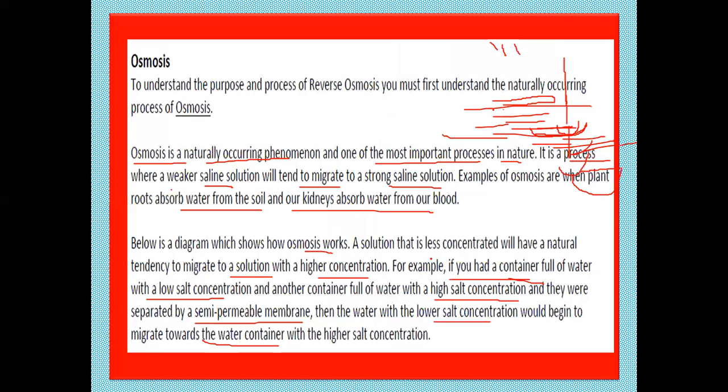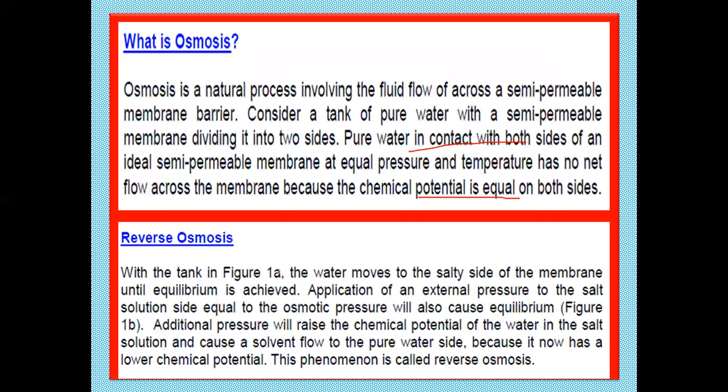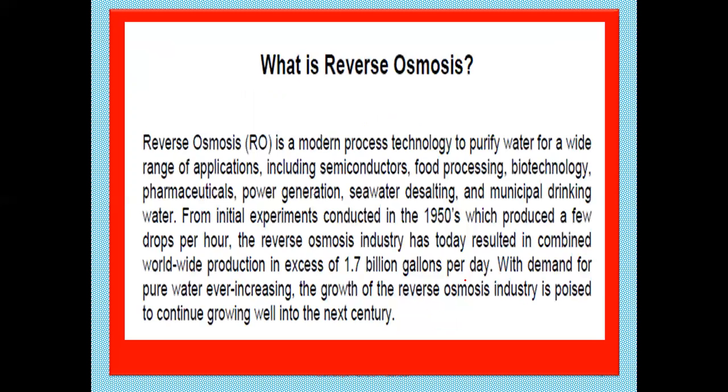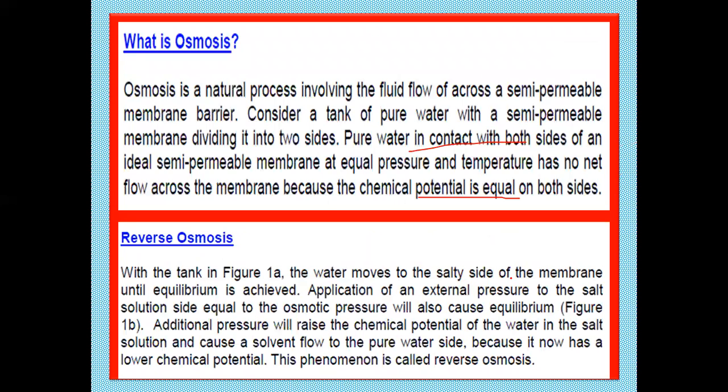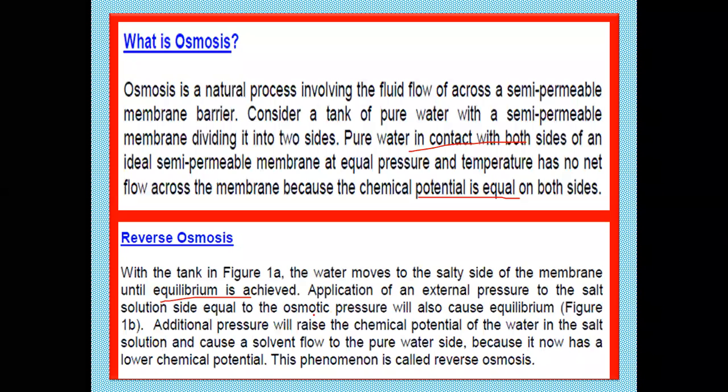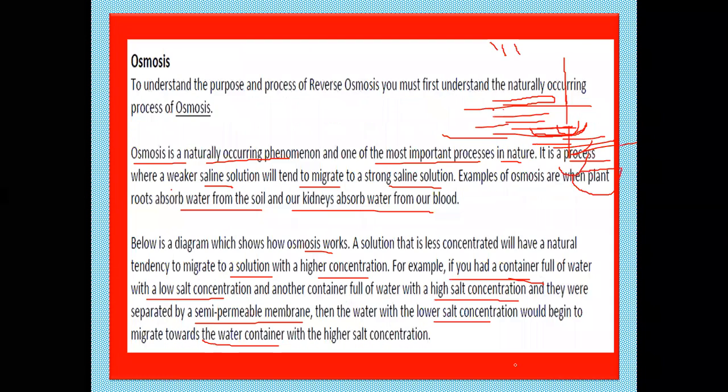So with the tank in the figure, the water moves to the salty side of the membrane until equilibrium is achieved. Application of external pressure on the salt solution equal to the osmotic pressure will also cause equilibrium. Additional pressure will raise the chemical potential of the water in the salt solution and cause the solvent to flow to the pure water side. The phenomenon is called the reverse osmosis process.